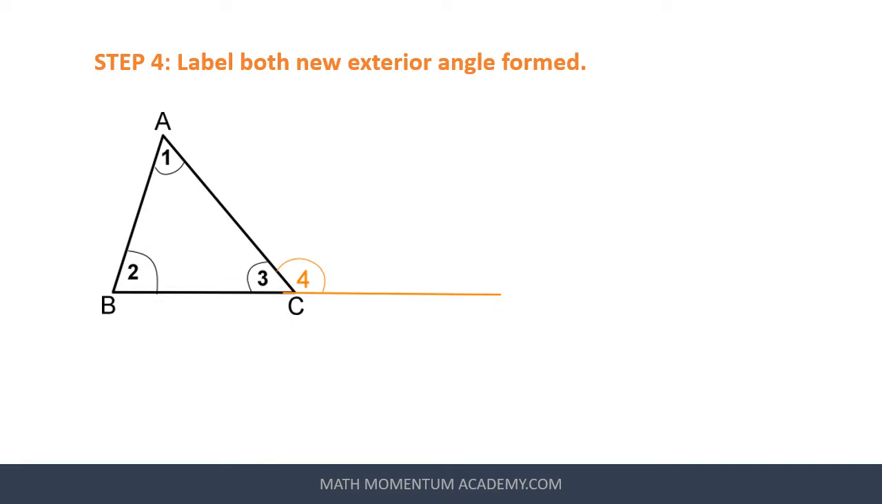And then we're going to label that angle. And now we are ready to start stating the relationships that we know. First of all, let's look at what it is we want to prove. We want to prove that angle 4, the exterior angle, is equal to the sum of the two opposite interior angles. So in how we've set this up, we want to prove that angle 4 is equal to angle 1 plus angle 2. So how are we going to do this?